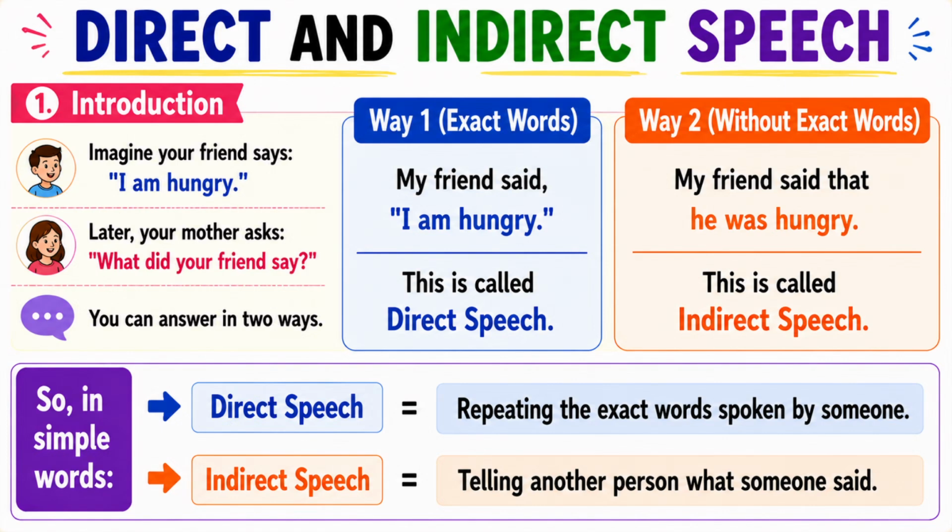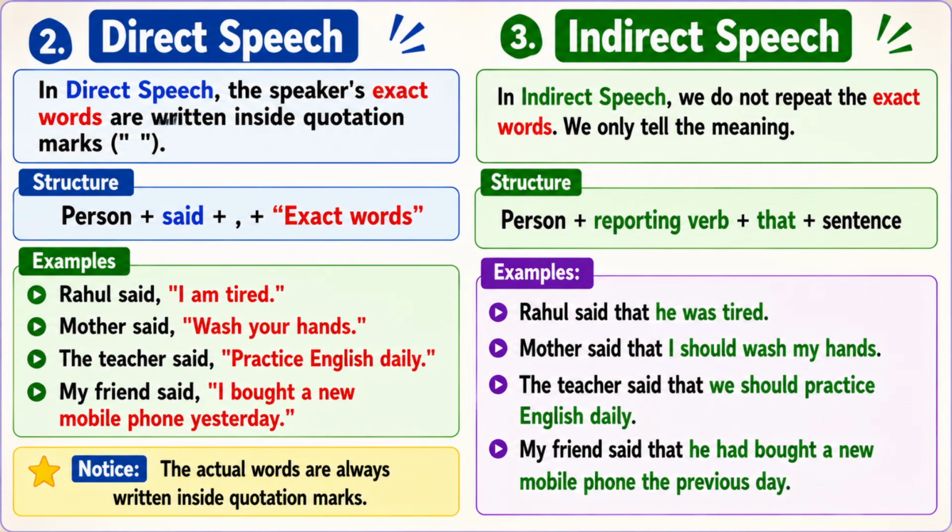This is called direct speech because we are repeating the exact words. Way 2. My friend said that he was hungry. This is called indirect speech because we are telling only the meaning without using the exact words. So, in simple words, direct speech means repeating the exact words spoken by someone, and indirect speech means telling another person what someone said.